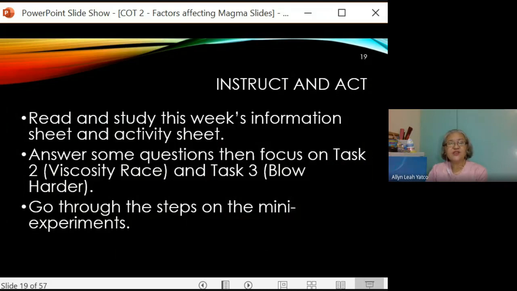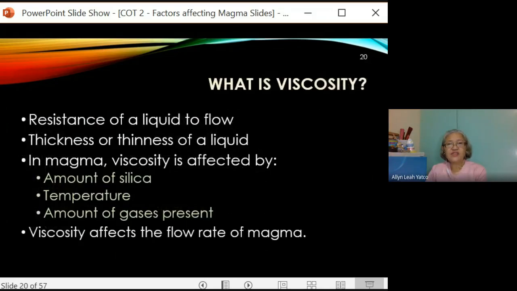Instruct and act. Now you were encouraged to go over the information and activity sheets which were uploaded in our class GC. We will answer some questions, then proceed to the steps for task 2, viscosity raise, and to task 3, which is blow harder. Now allow me to define viscosity. It is the resistance of a liquid to flow.